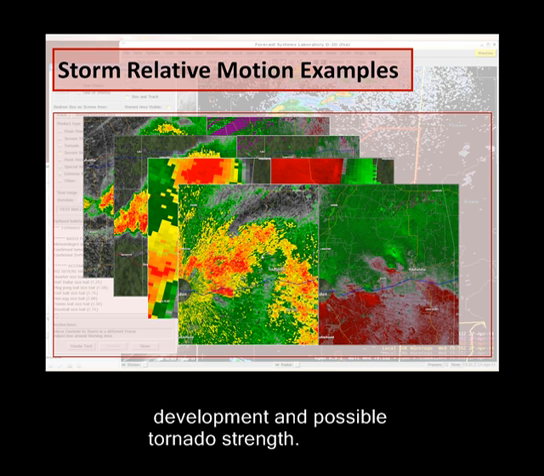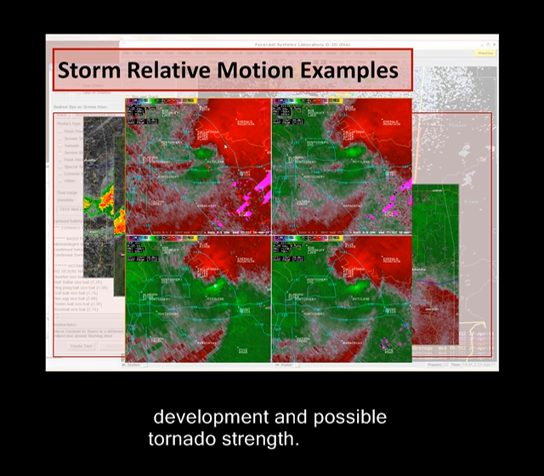Sometimes reflectivity can be a bit messy and may not be as beneficial for trying to look for appendages, notches, or hooks. But taking a look at the storm relative motion just to the west of Pelahatchie, we have some outbound winds and inbound winds forming a small couplet.